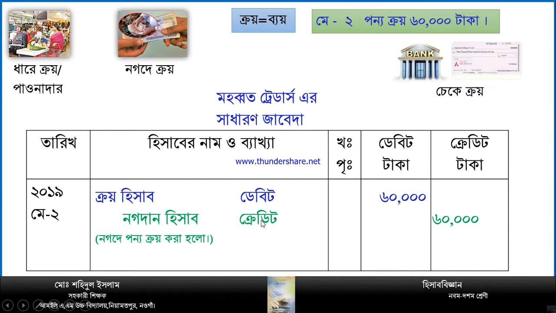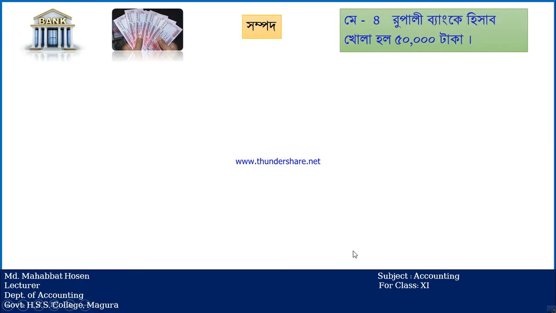And it is mentionable that if the purchase is not mentioned as cash, credit or discount, you will think that this transaction has been made in cash. Okay. May 4, an account has been opened with Taka 50,000 at Rupali Bank.